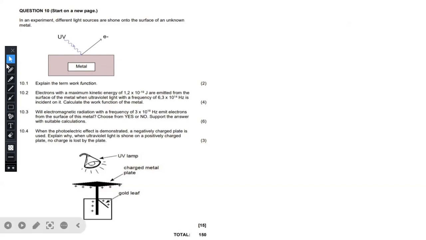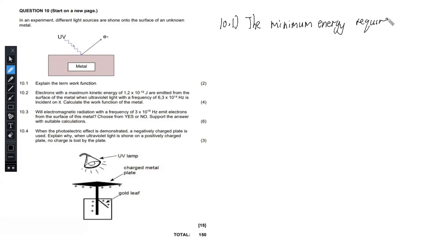Right. So what is work function? We say this is the minimum energy required to emit electrons from a metal surface. Right. Okay. So for 2 marks, that's how you are supposed to define work function.